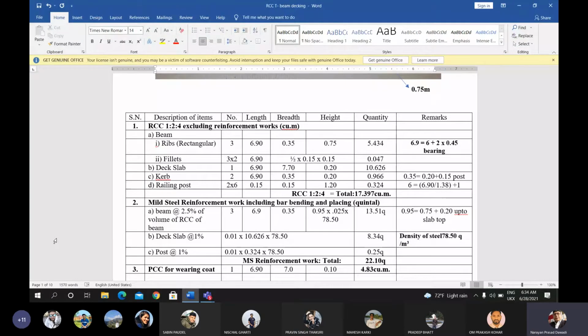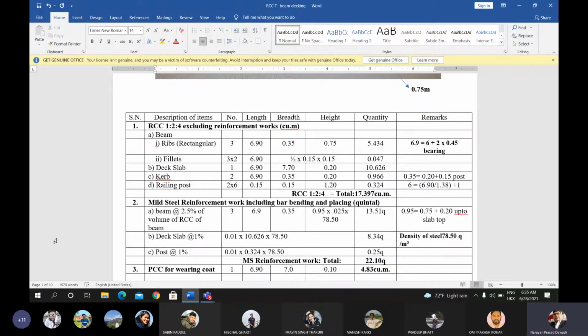The 6.9 is not given in the question. In the dimension you cannot see the 6.9 value. So how is this 6.9 calculated? 6 meter is the clear span plus 2 into 0.45 for the 45 centimeter pairing. That is 45 centimeter converted into meter. That's why 2 into 0.45 for the pairing on the abutments. So that is added to the 6, and you will get the 6.9. Okay. The other dimensions, 0.35 and 0.75, are provided in the figure.